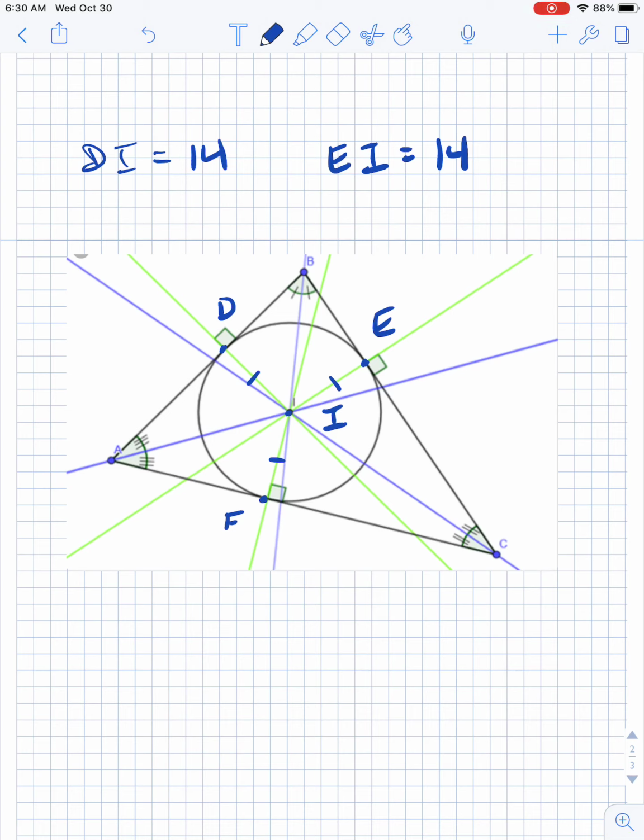Okay. Other questions that you're going to get are going to have to do with the other sides. Okay, and something that I want to point out.